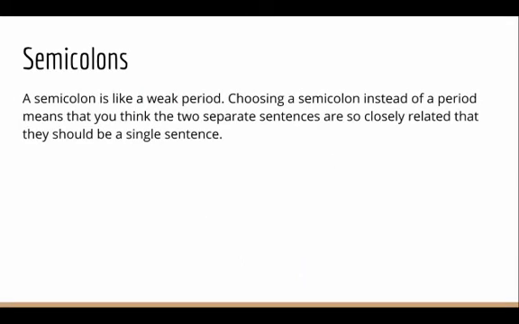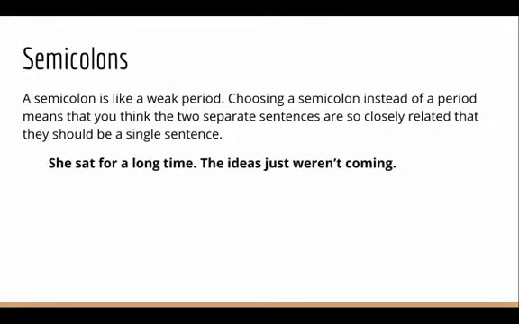So a semicolon is like a weak period, and you can only use a semicolon where you could also use a period. Choosing a semicolon instead of a period means that you think the two separate sentences are so closely related that they should be a single sentence, but they could stand alone as two individual sentences as well.